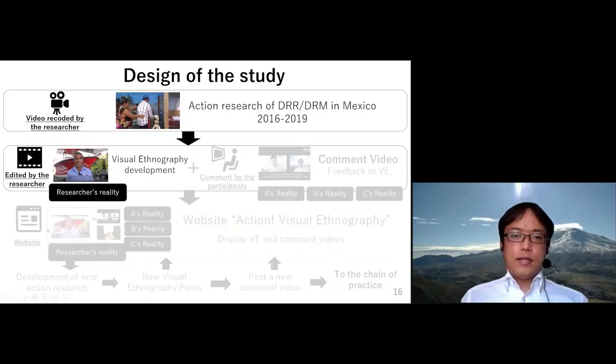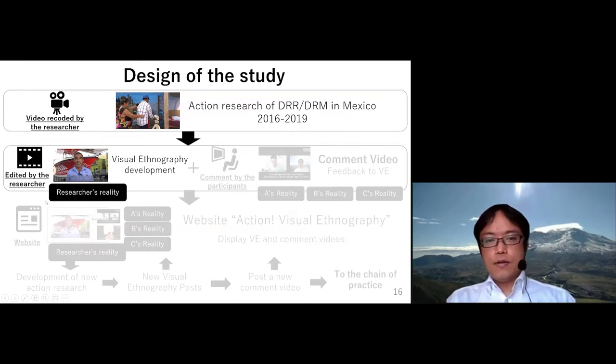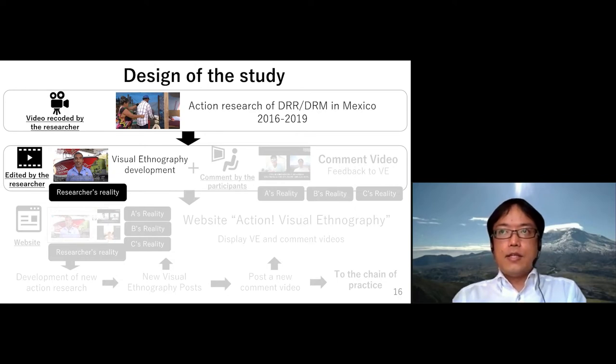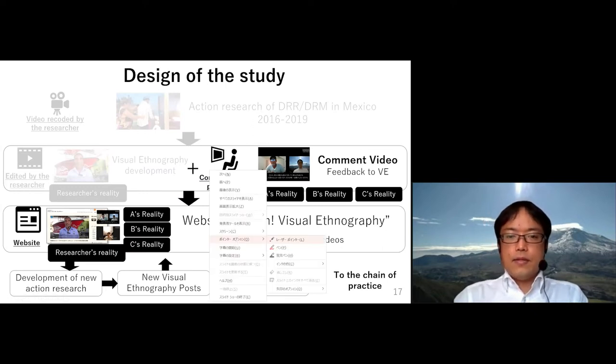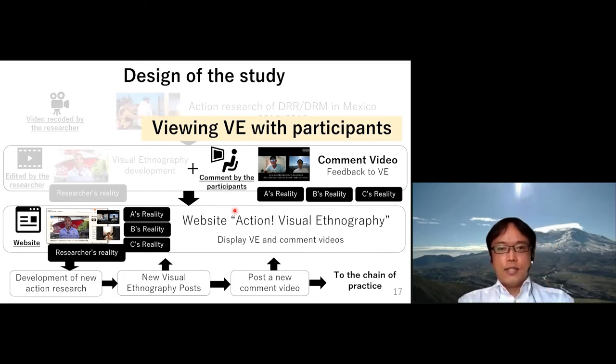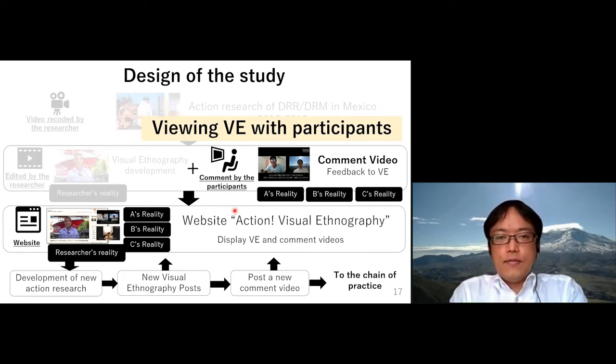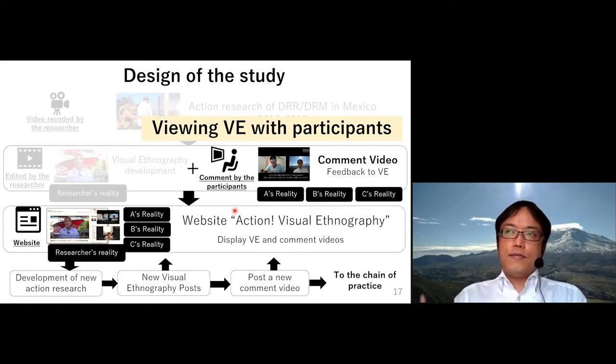So let me explain the next phase of my studies, which is to make this visual ethnography more of a multi-voiced reality, which is this stage. The next step is viewing visual ethnography films with participants. It means that I made these visual ethnography films so that they are viewed by the participants or people involved, for example, Rafael-san.